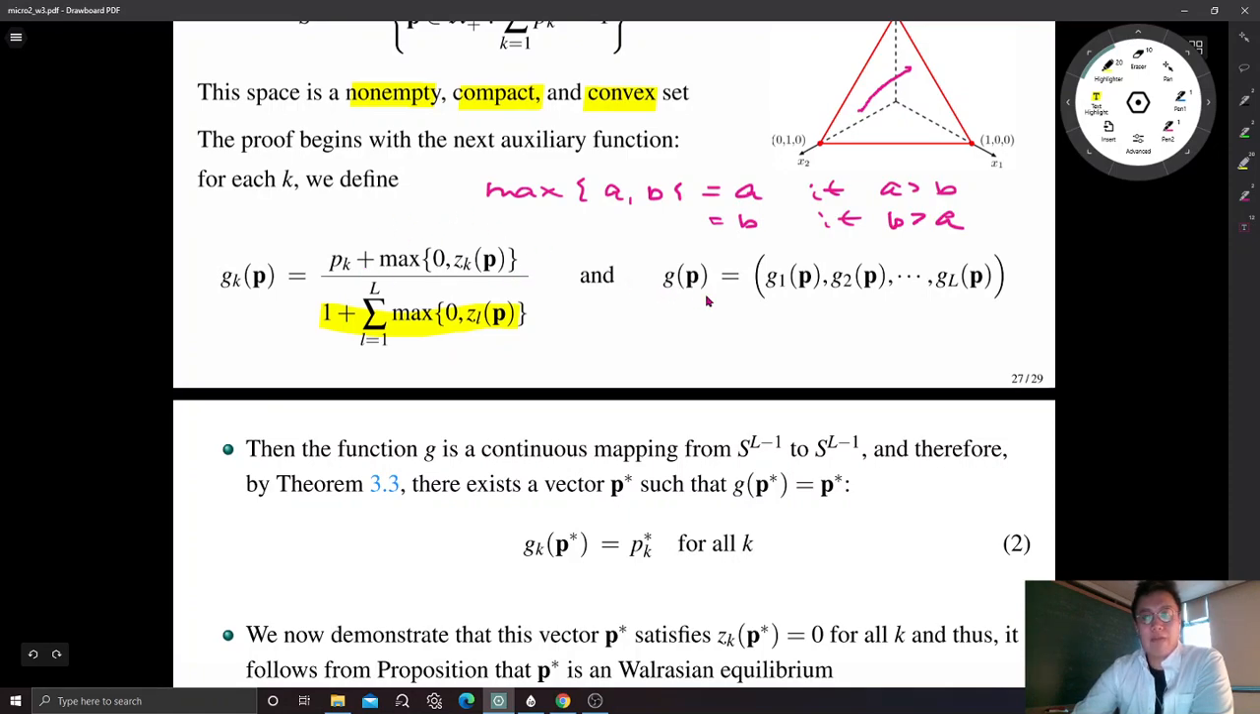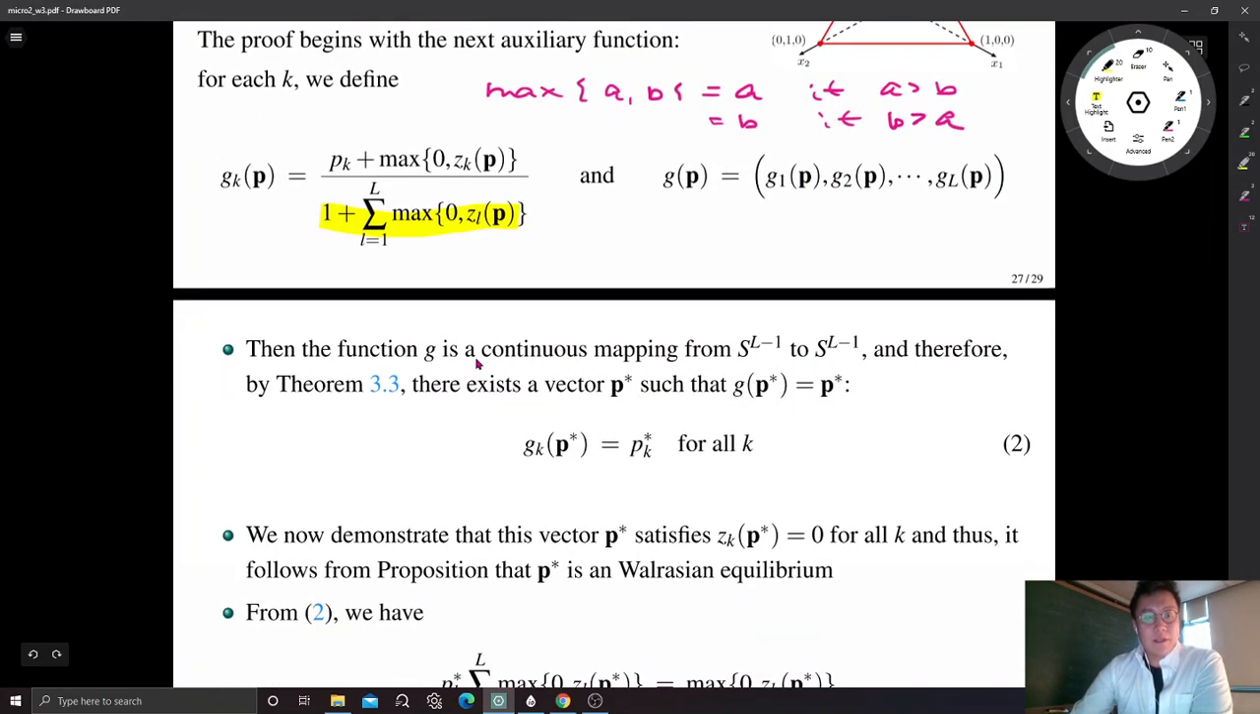Because we have L goods, we can define this function for each k. So g of p is an L-tuple vector, g sub 1. Now g sub 1 is p sub 1 plus the maximum between 0 and z sub 1, divided by this quantity, and this quantity applies to every function because it is independent of k. All right, so g of p is defined this way. We have an L-tuple vector.